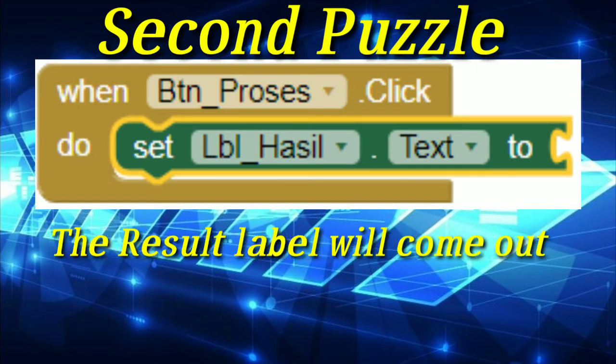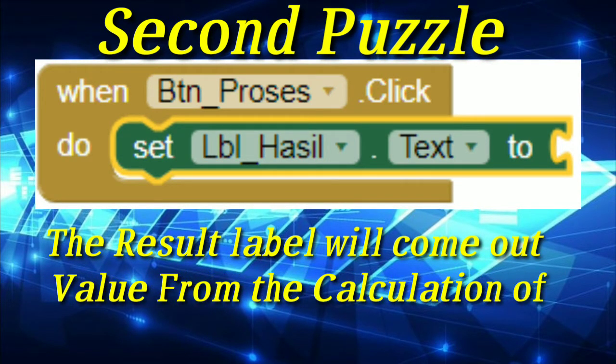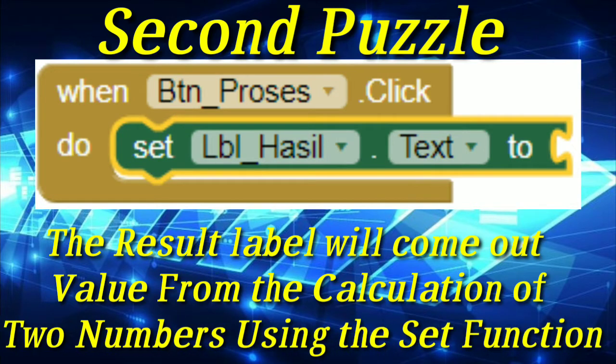The second puzzle installed is set LBL_Hasil.Text to, which is obtained from the LBL_Hasil blocks. The purpose of this puzzle is as a connecting medium between the first number puzzle and the second number puzzle, and set LBL_Hasil will hold the value of the execution.